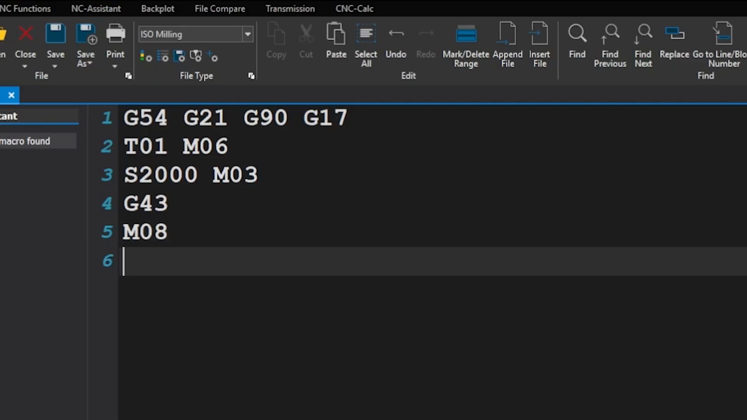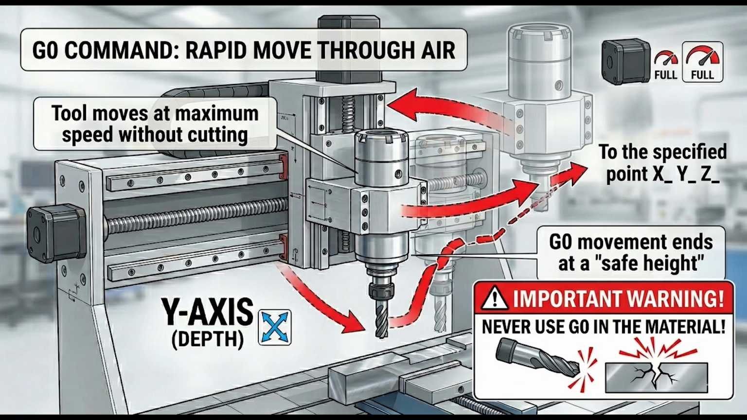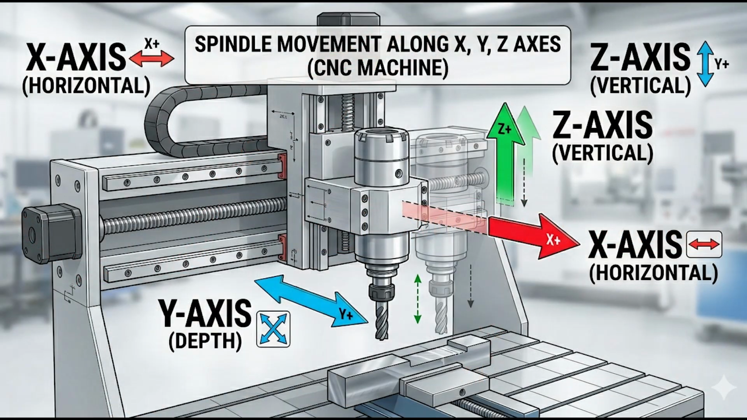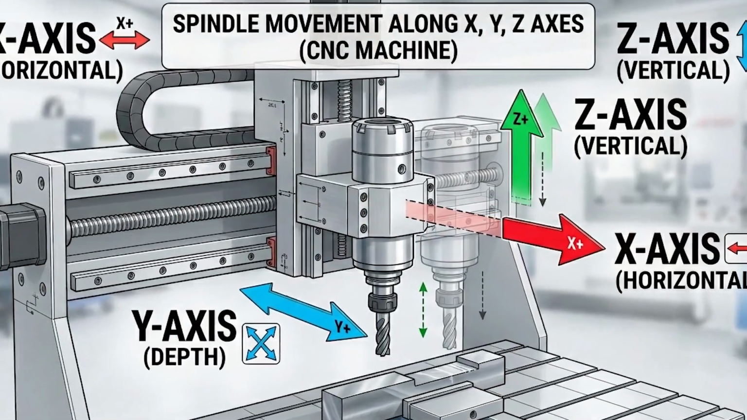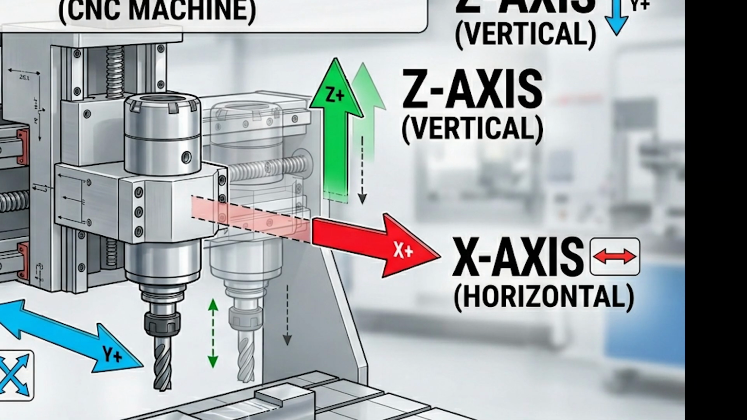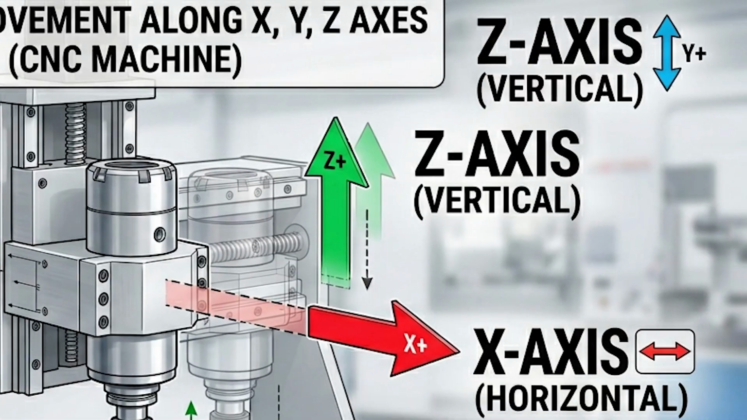Now, let's move on to the core. The G0 command is used exclusively for moving the tool through the air. The tool travels at the maximum speed allowed by the machine to reach the target point. Important: never use G0 while the tool is inside the material, as this would lead to a serious crash and tool breakage. The X, Y, and Z axes define the direction of the spindle's positioning in space. The X moves left and right, Y moves forward and backward, and Z moves up and down.